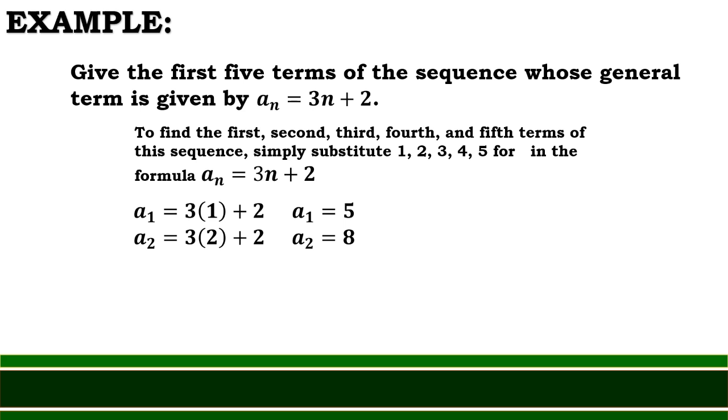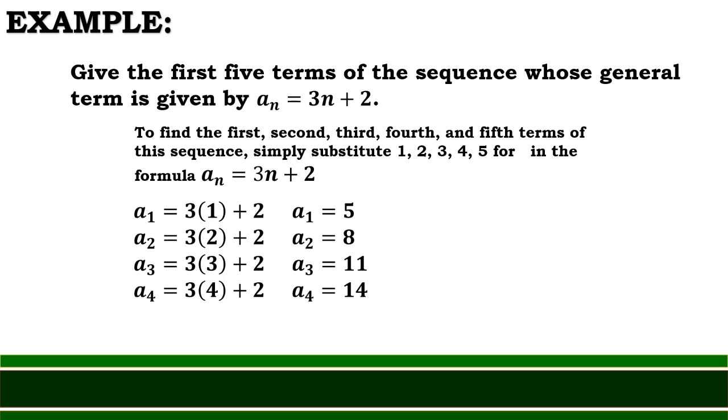How about for the third term? For the third term, the equation will be a sub 3 is equal to 3 times 3 plus 2, and 3 times 3 is equal to 9 plus 2 will give you 11. It means that the third term from the given sequence is 11. How about for the fourth term? So it will become a sub 4 is equal to 3 multiplied by 4 plus 2. 3 times 4 will give you 12 plus 2 will give you 14.